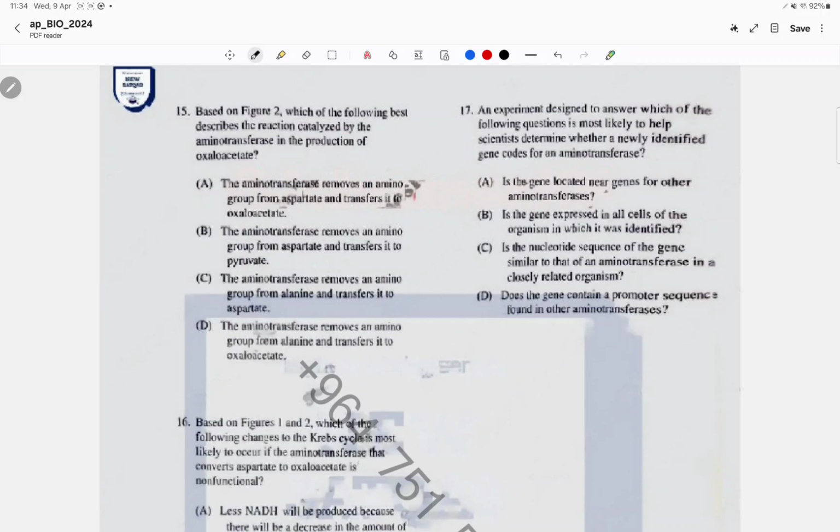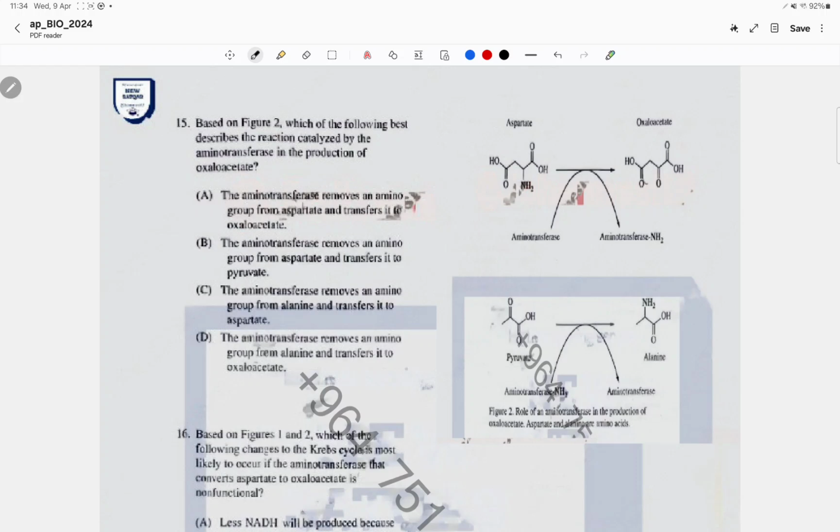Now, based on figure 2, which of the following best describes the reaction catalyzed by the aminotransferase in the production of oxaloacetate? Yeah, so here's figure 2. In A, it says the aminotransferase removes an amino group from aspartate and transfers it to oxaloacetate, which is actually very true. This NH2, one second, removes an amino group from aspartate. It removes it. Actually, that's not true, because it removes it, but it does not give it to oxaloacetate. So A is off.